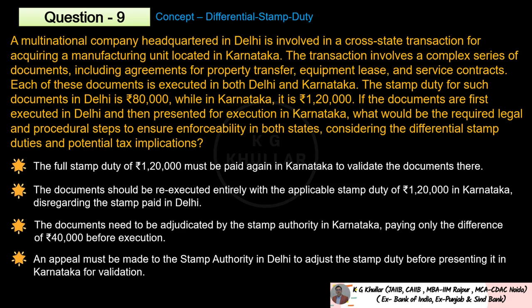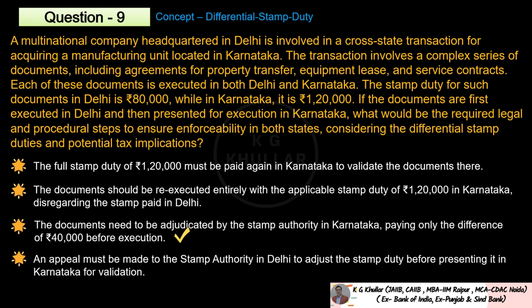Friends, please note, when a document is executed across multiple states with varying stamp duties, the differential amount needs to be paid in the subsequent state. Differential stamp duty is basically the difference in the amount of stamp duty levied between two states, typically the state in which the duty is executed and the state in which it will be acted upon.